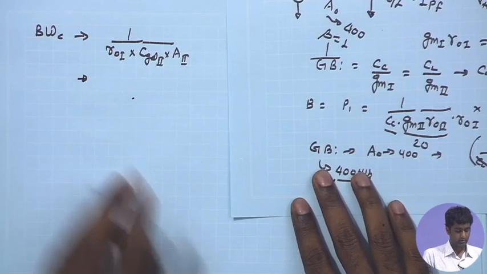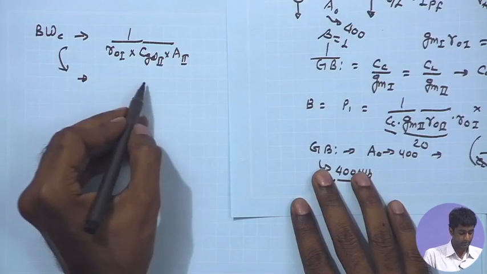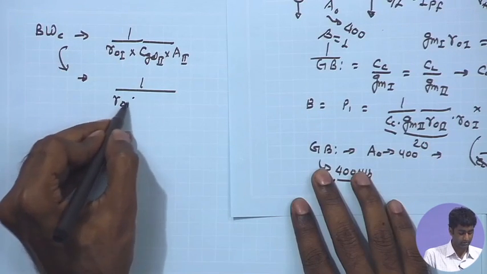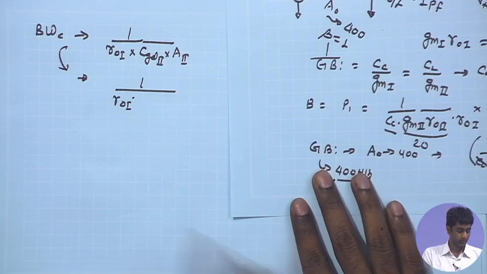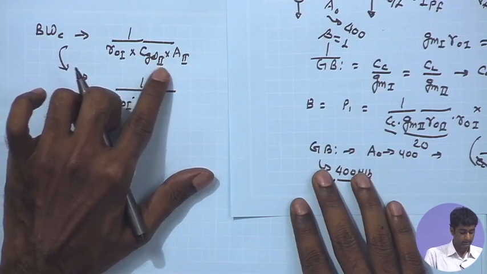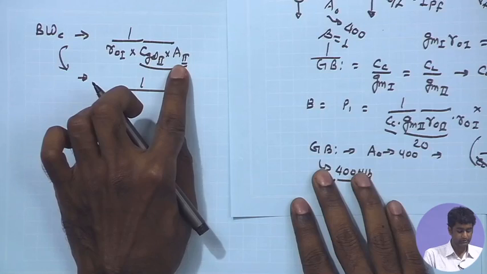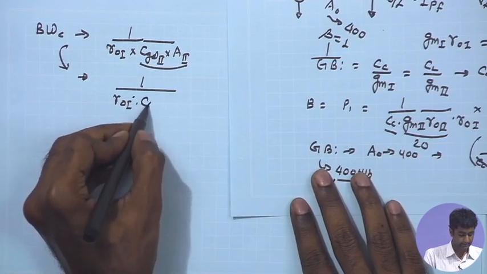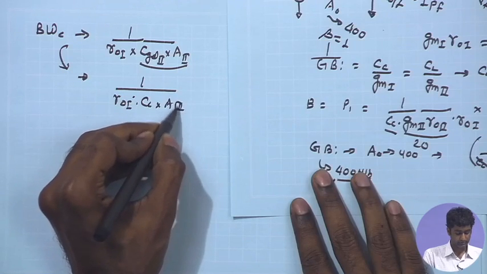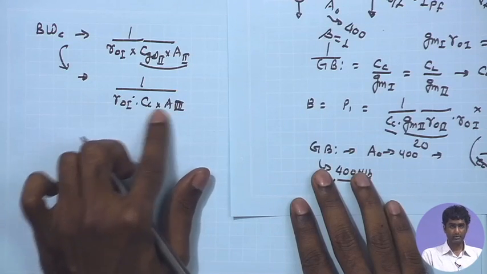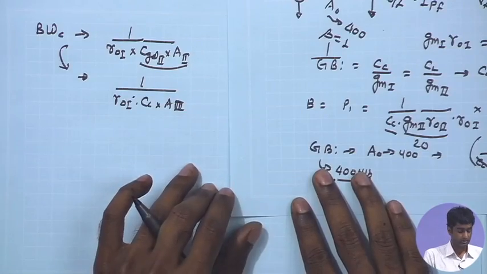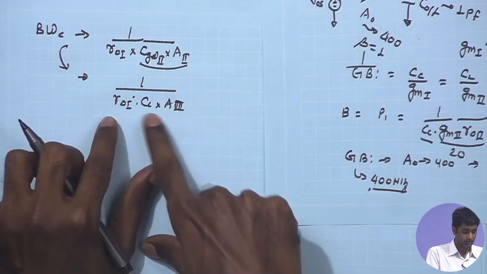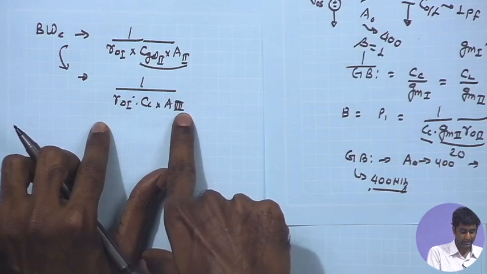In the closed loop, we have almost the same RO1, we have not changed any parameter. Rather than CGD2 times A2, we have the capacitor value given as CC times A2, right. So, right now we have the Miller multiplication of CC, which is much larger. So, from this point of view also, if you look at the open loop bandwidth, we have RO times CC times A2.